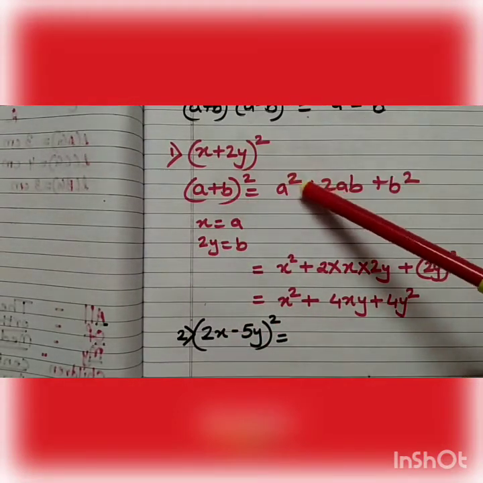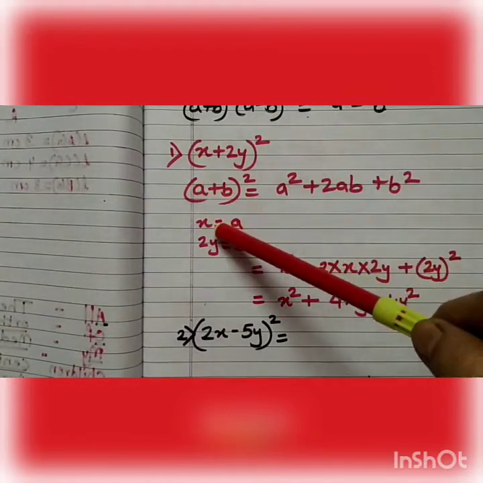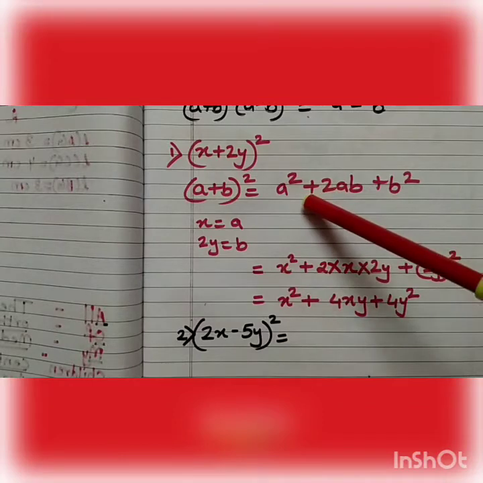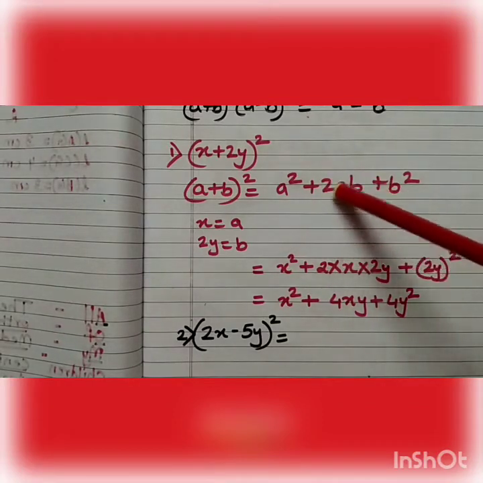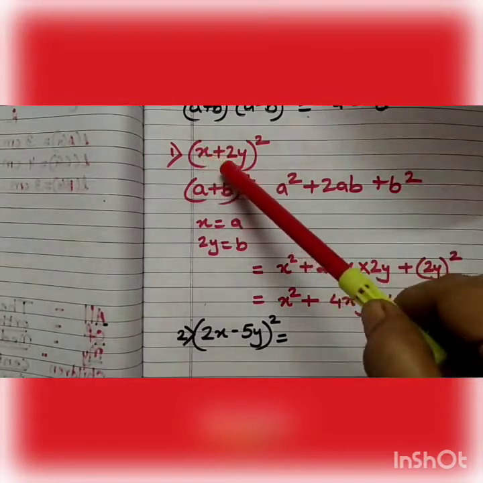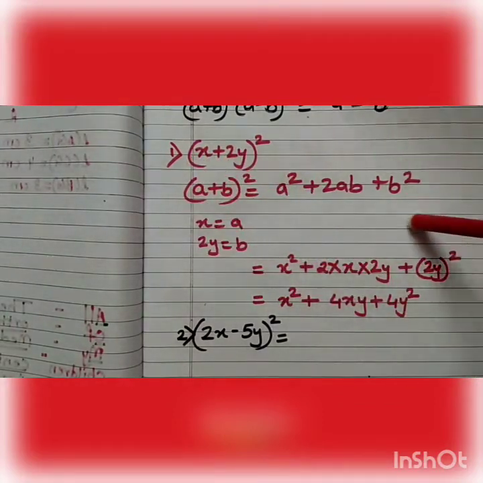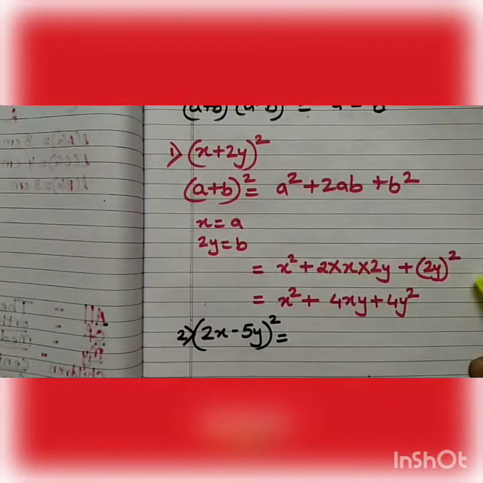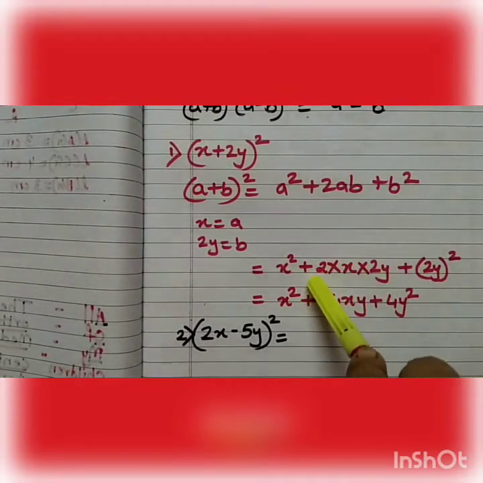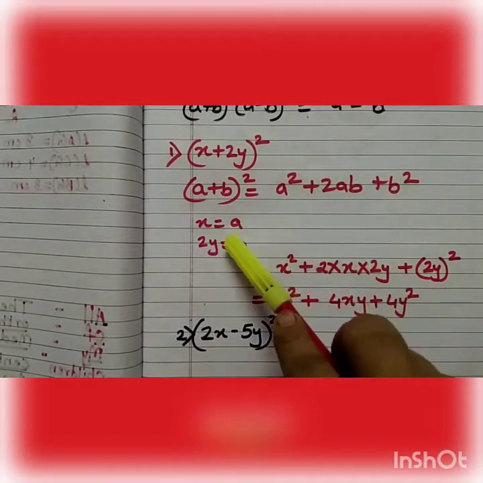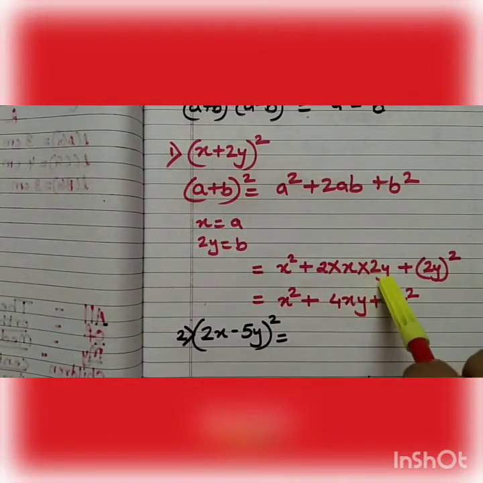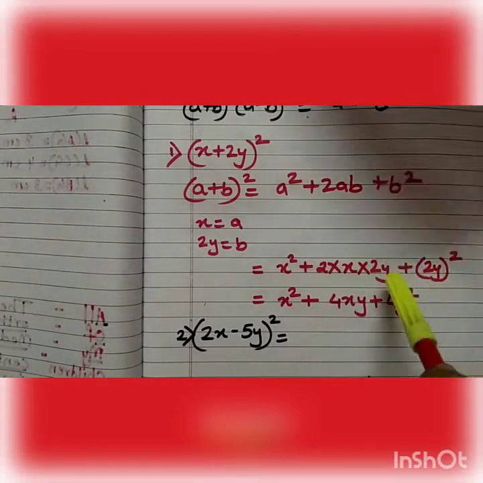Now wherever there is a, we will put the alphabet x. So it will be x square plus 2. 2 is there here, so that 2 we have to write. That 2 and this 2 are different. This is the 2 of the formula, which will be there in any case. So in place of this 2 I write 2. Now in place of a, what do I write? x. In place of b, what do I write? 2y. And then I put this sign plus.